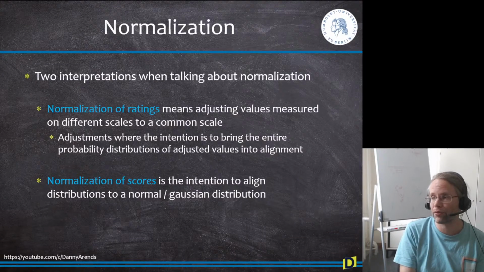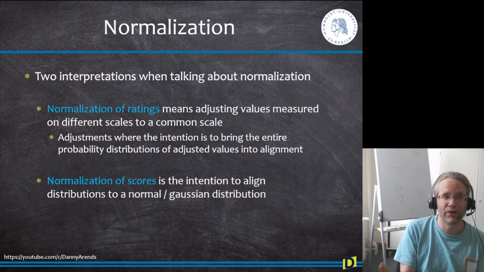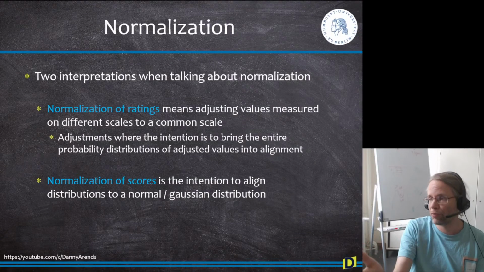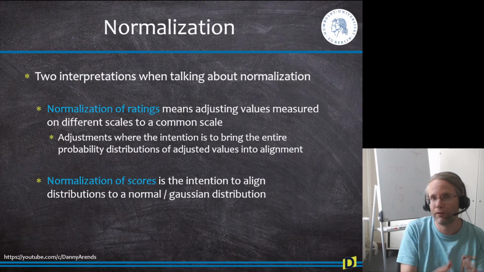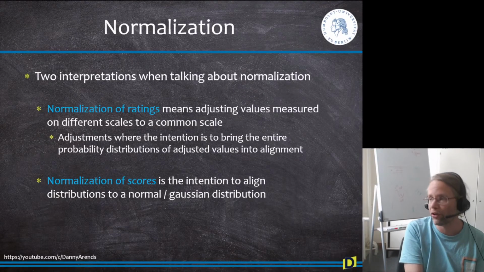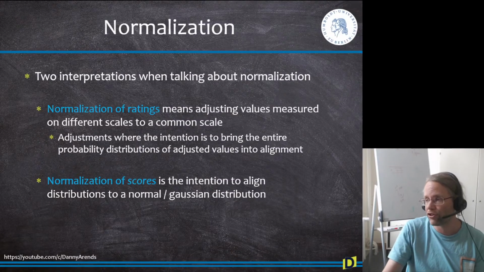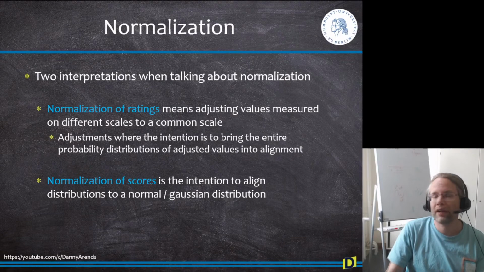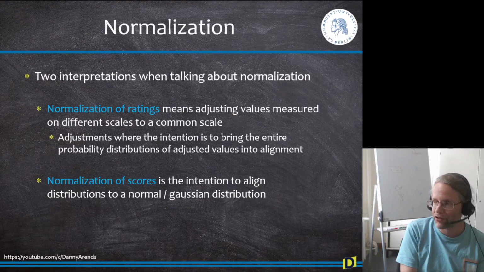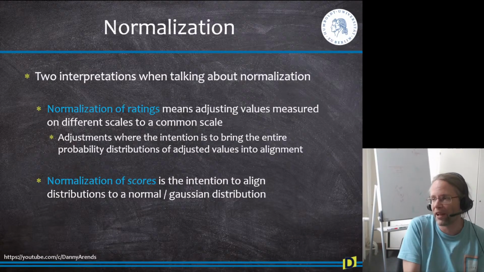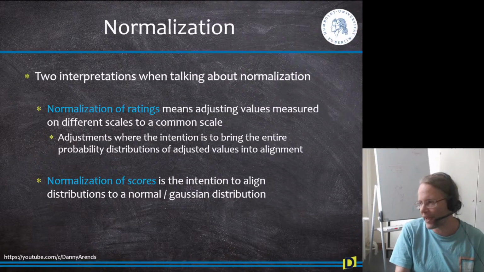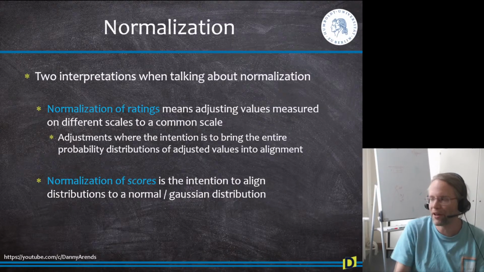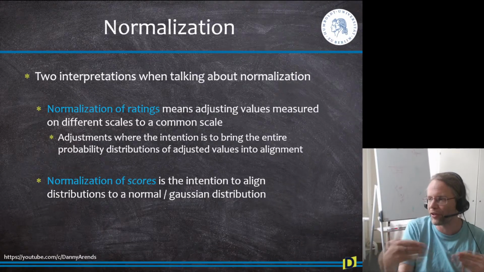Normalization of ratings just means I have measured values on one species, like on tigers. If we look at the body weight of tigers, the smallest tiger that we could find is like 100 kilos, and the heaviest tiger is, I don't know, 500 kilos. And if you then want to compare that to cats, then the smallest cat is around 3 kilos, and the heaviest cat is around 9 kilos. Right? So you can't compare these two things directly.